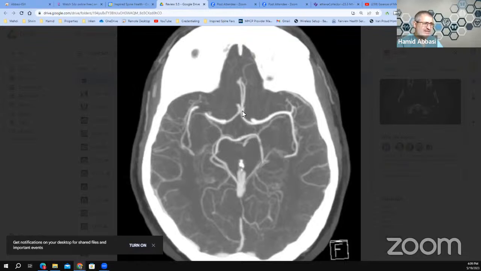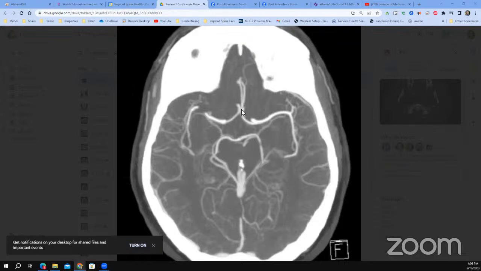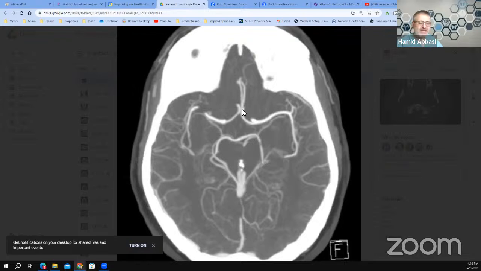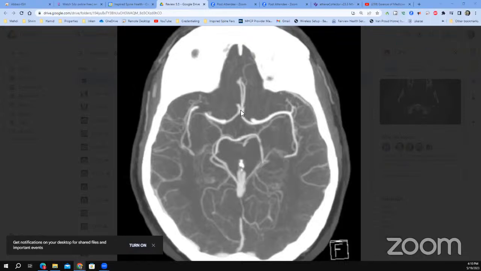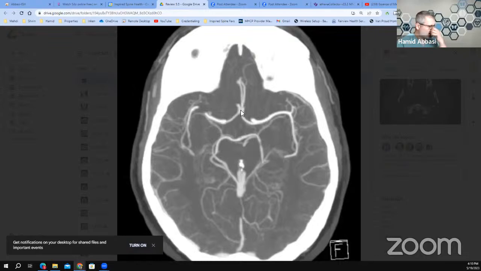And then, as you see, when they come together, they almost touch. They're actually communicating. Yes, in a vast majority, I would say probably 80 to 90% of people, these two anterior cerebral arteries communicate with each other, and whatever they communicate with is called by definition what? The anterior communicating artery. Correct.